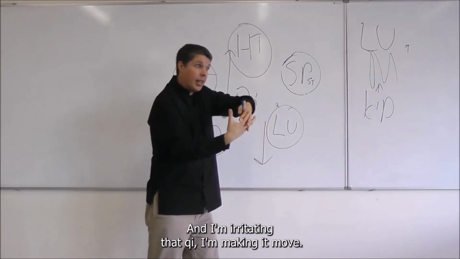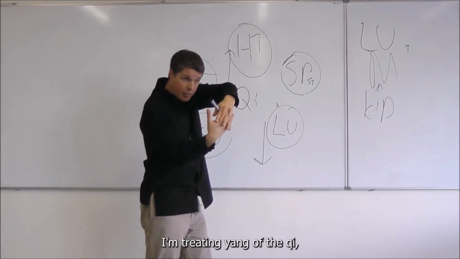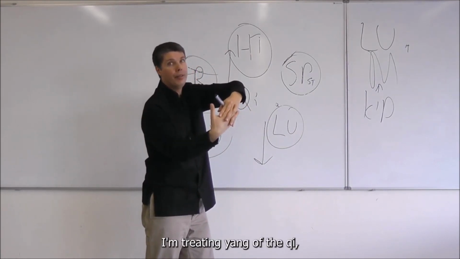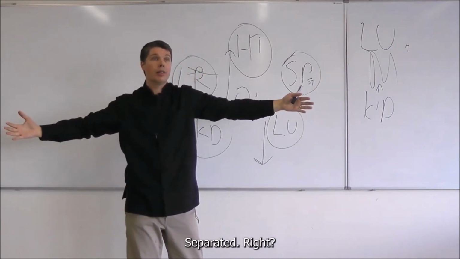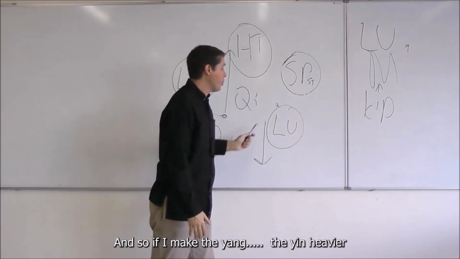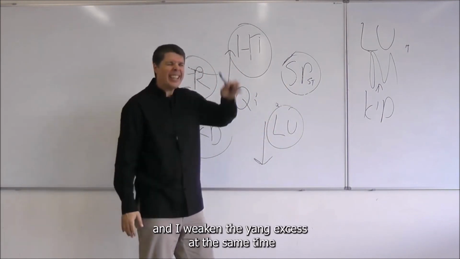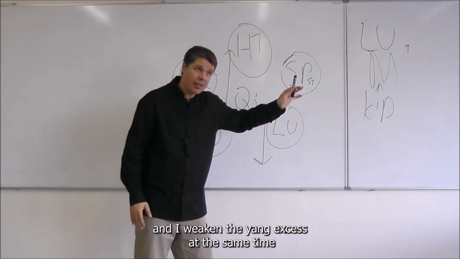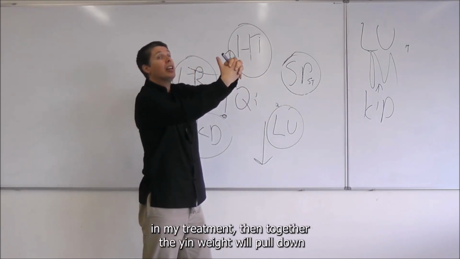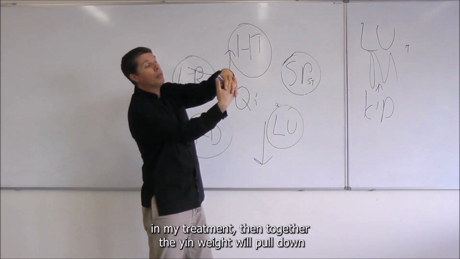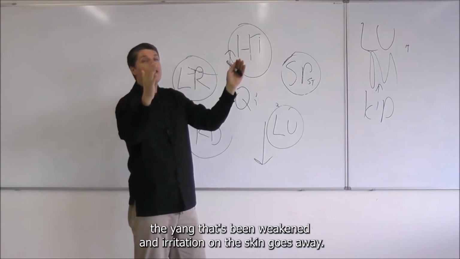And I'm irritating that qi. I'm making it move. I'm making it warm. I'm doing all those things. I'm treating yang of the qi. But it's not yin and yang separated. Right? And so if I make the yin heavier, and I weaken the yang's excess at the same time in my treatment, then together the yin's weight will pull down the yang that's been weakened, and irritation on the skin goes away.